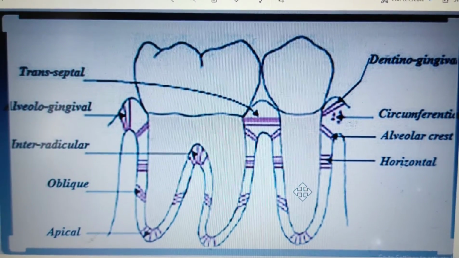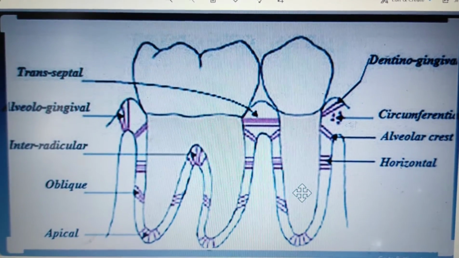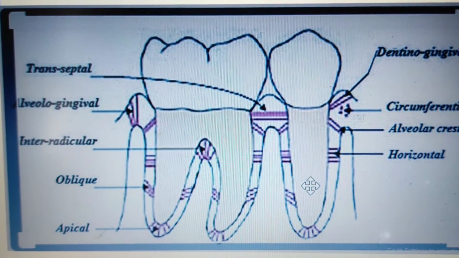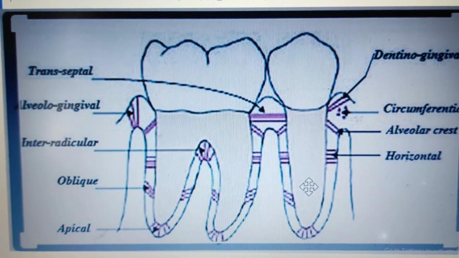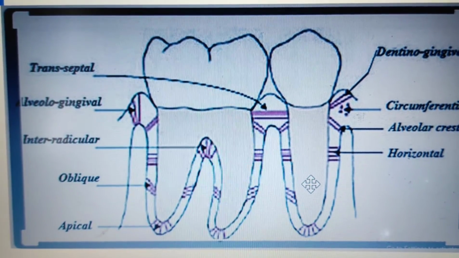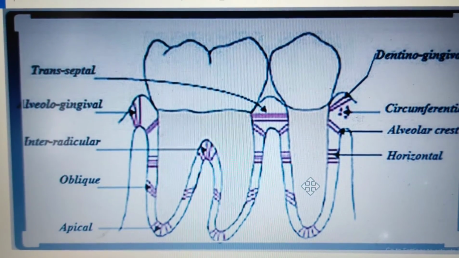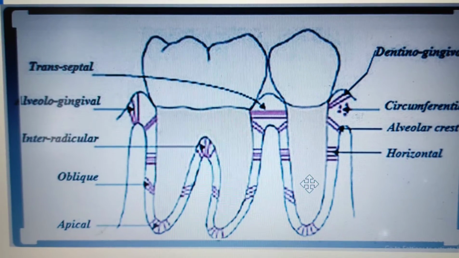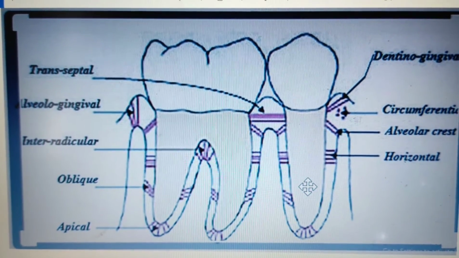The PDL does not contain mature elastin. Two immature forms are found, that is oxytalan and elaunin. Oxytalan fibers run parallel to the root surface in a vertical direction and blend to attach to the cementum in the cervical third of the root. They also regulate the vascular supply.